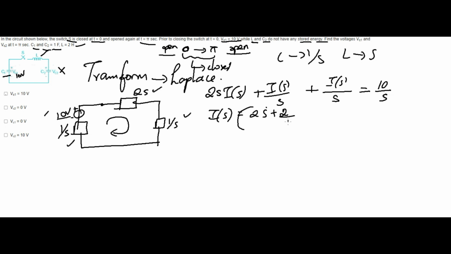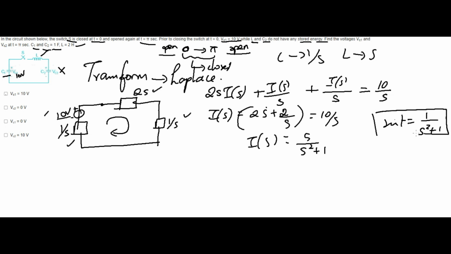So 2 divided by s will come, you'll get 10 divided by s. Yes, you can cancel automatically. So if you do so, I(s) will be equal to 5 divided by s square plus 1. You know the sin t value, right? Sin t is equal to 1 by s square plus 1. It's a formula, okay. So never forget the formula.